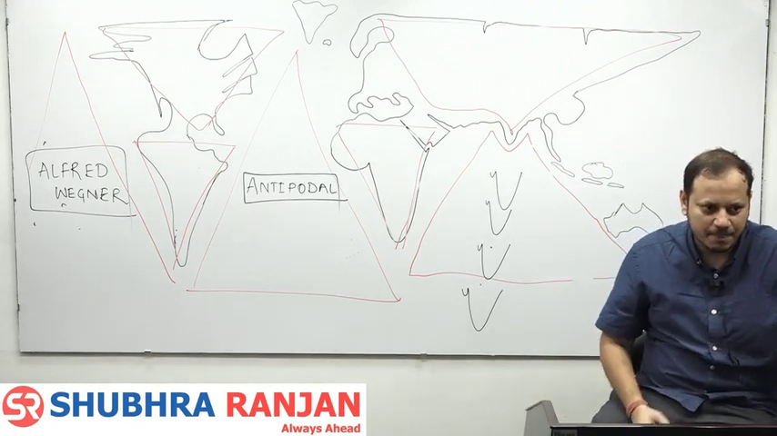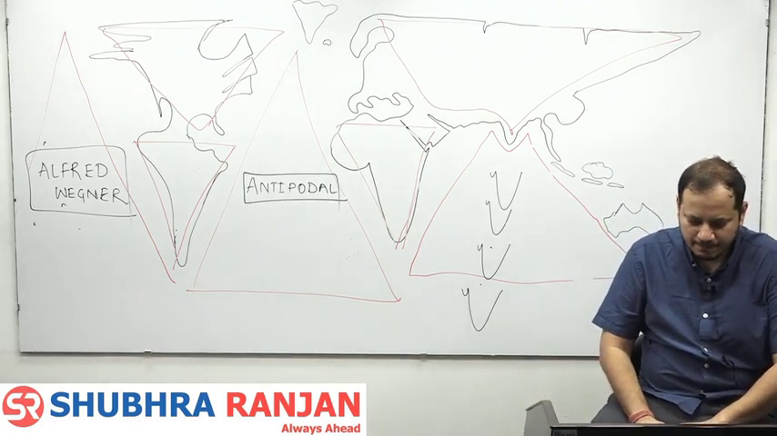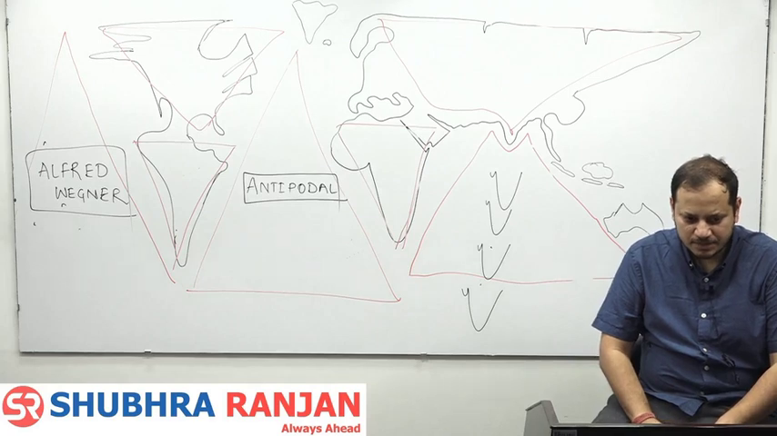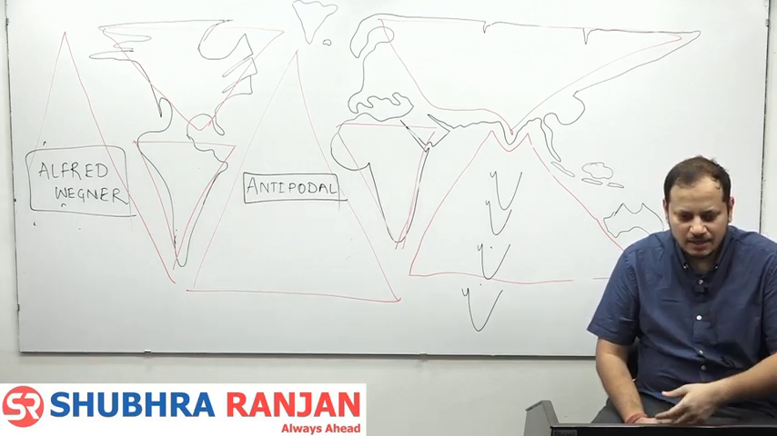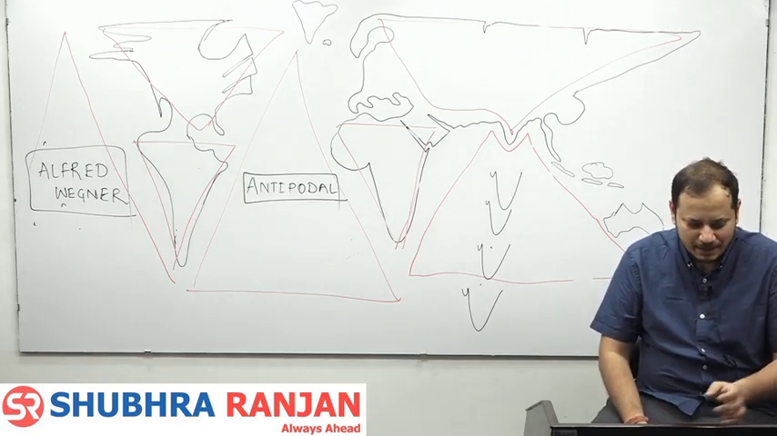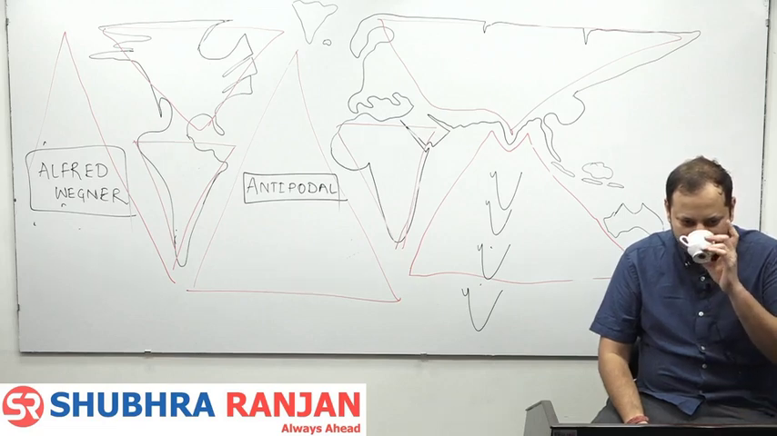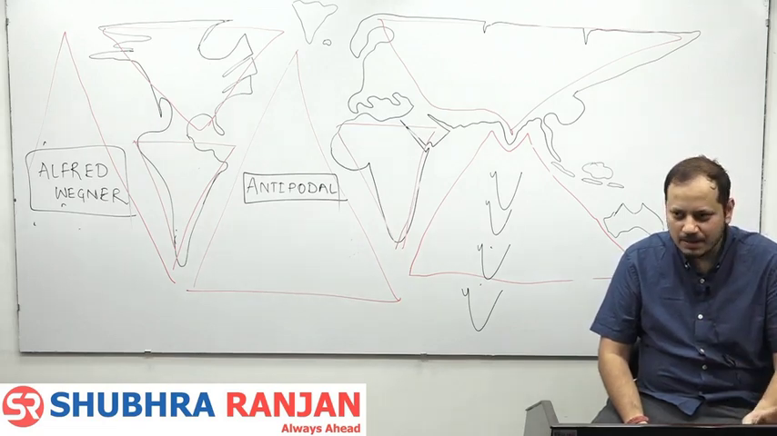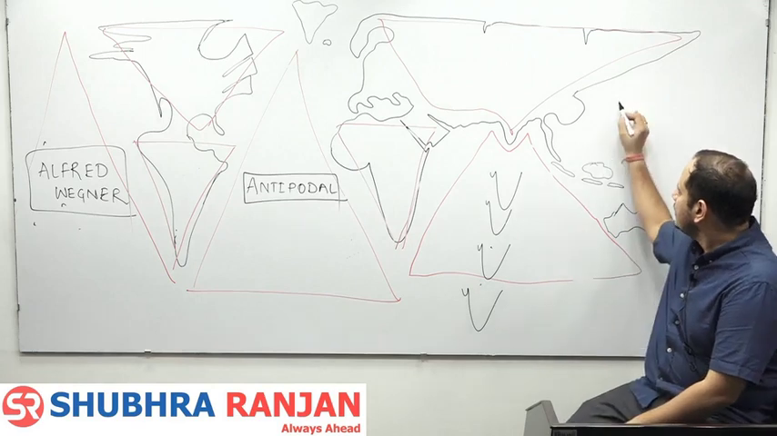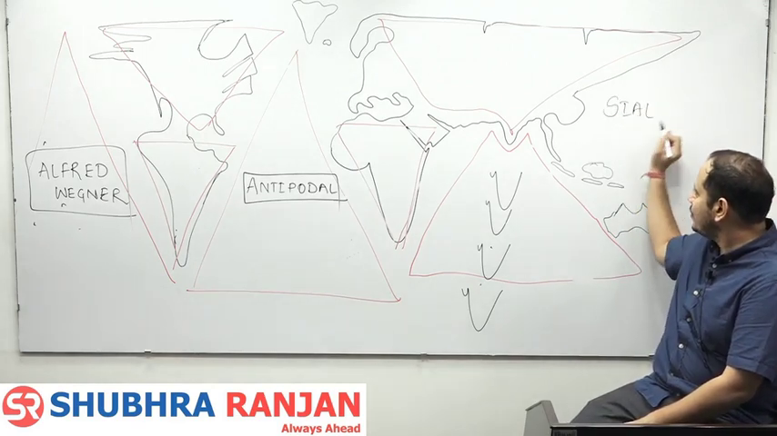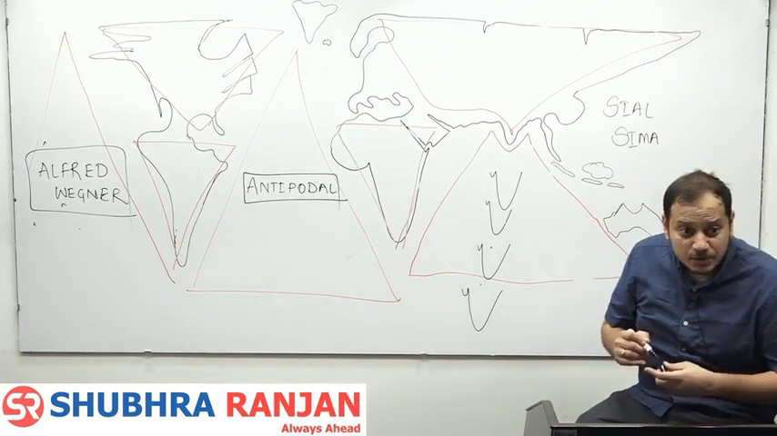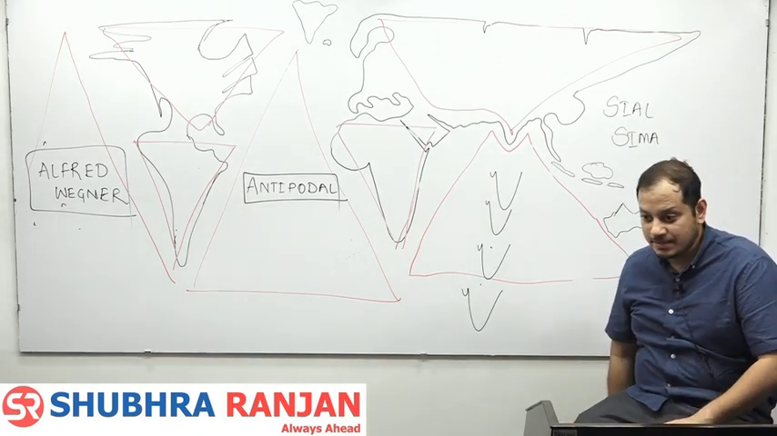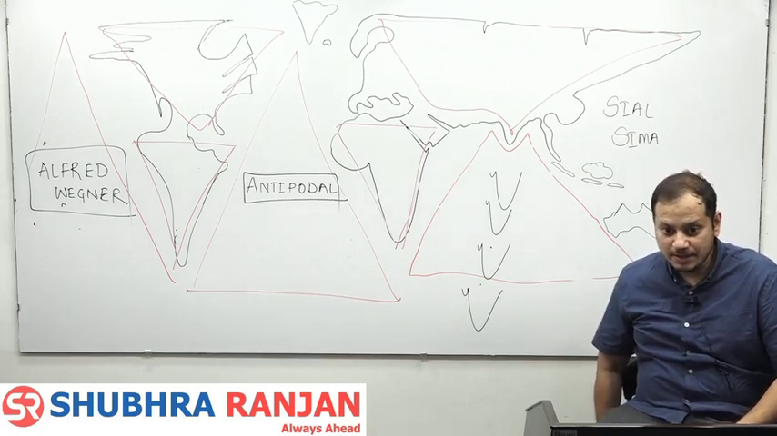Fine. Second, it assumes that Sial floats on Sima. Sial, silica and aluminum, floats on Sima, silica and magnesium, without any resistance. Without any resistance.